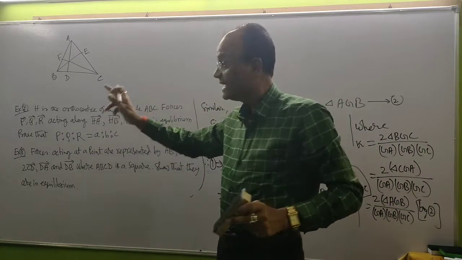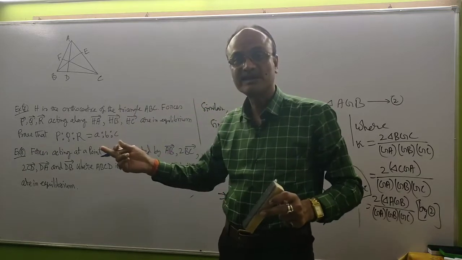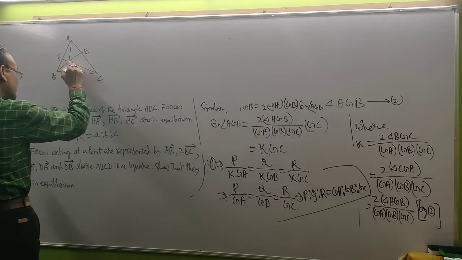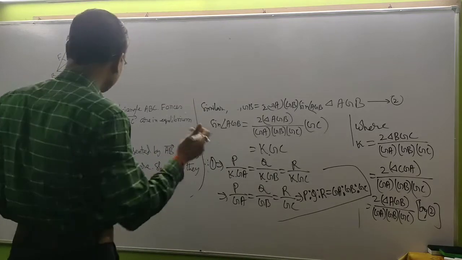ABC is a triangle. AD, BE, CF are perpendiculars on BC, CA and AB, and they meet at the point H. H is the orthocenter of the triangle.